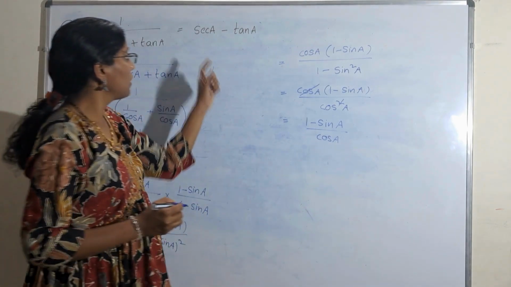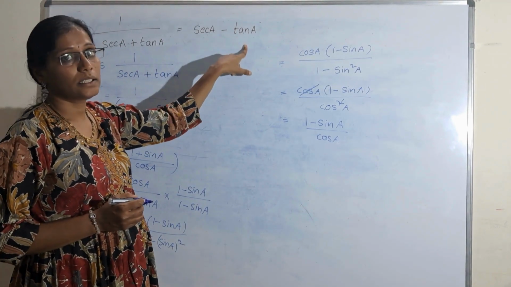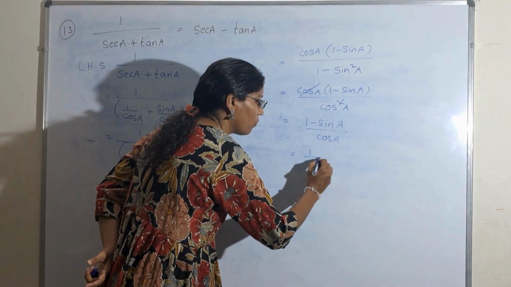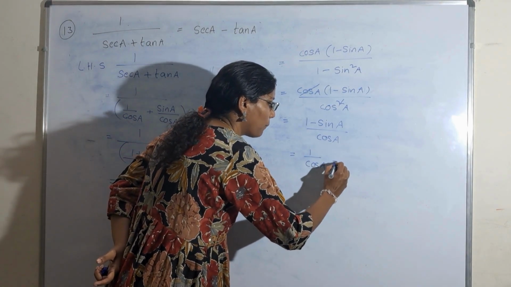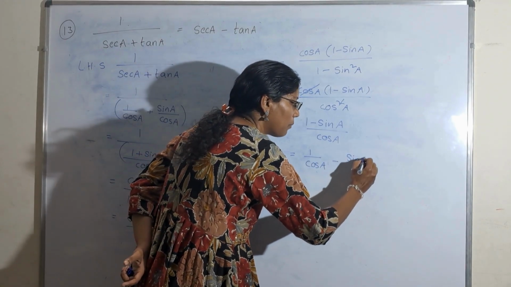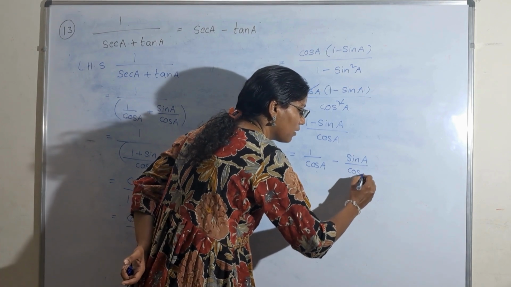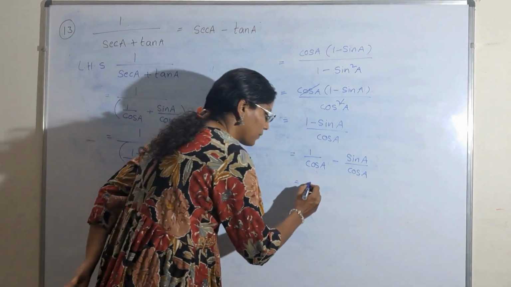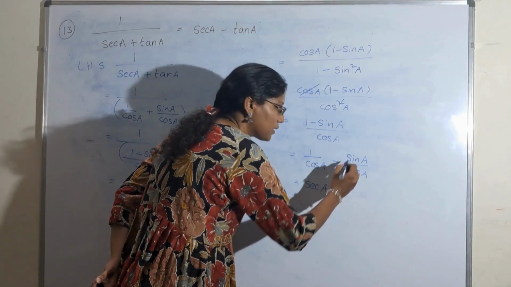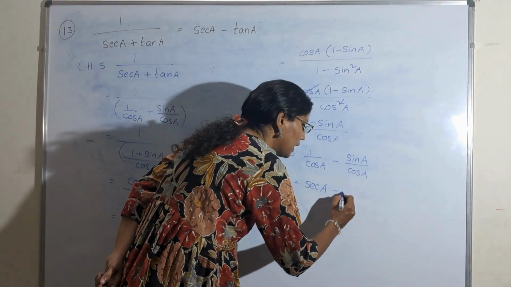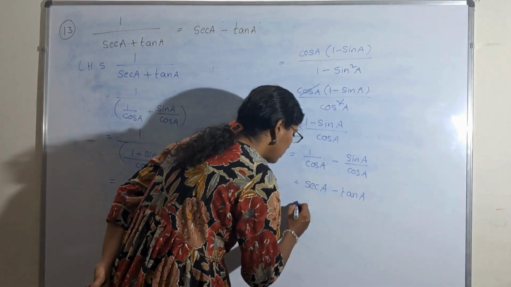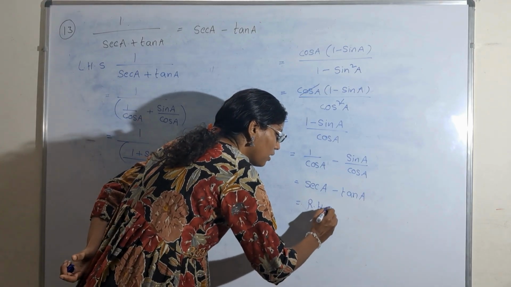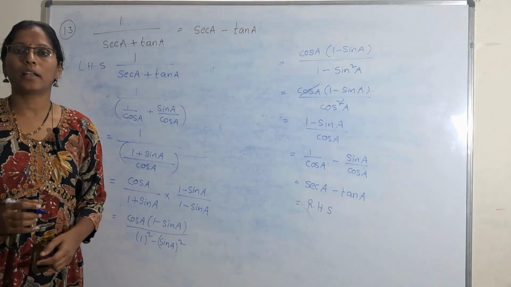But our answer is in terms of secant and tan. Here we have to split the denominator: 1 by cos A minus sin A by cos A. 1 by cos A, the formula is secant A, minus sin A by cos A, which is tan A. This is our RHS. Therefore, LHS equals RHS.